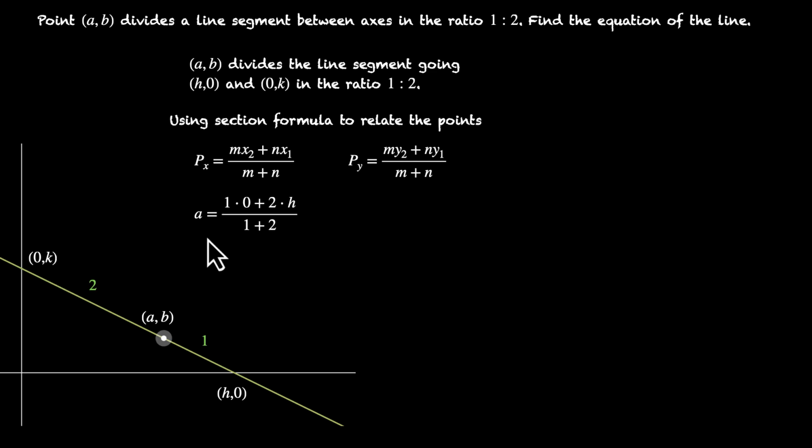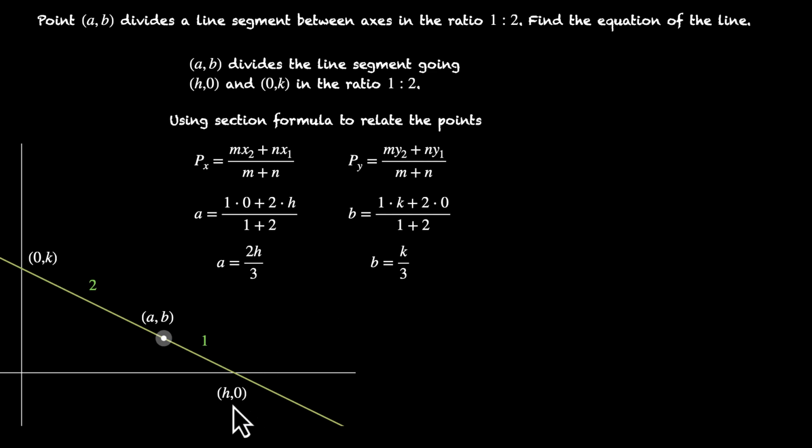And this is given as a in the problem. The x coordinate is actually a, so we'll use this here. Similarly, we can write what b is. b, the y coordinate, is equal to (m·y2 + n·y1)/(m + n). The same thing but for the y coordinates. So 1 into k plus 2 into 0, divided by 1 plus 2. Now we can simplify. a is equal to 0 plus 2h by 3, or 2h/3, and b is equal to k/3. So b is k/3.